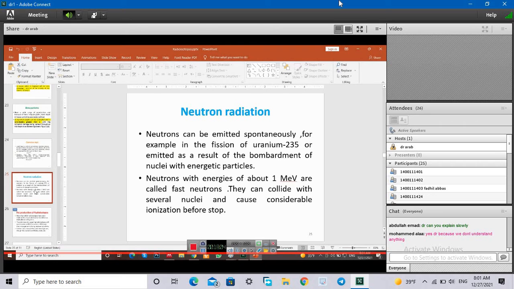And the last particle I mentioned is the neutron, and it's not very important because in the environment we commonly are not facing this particle.